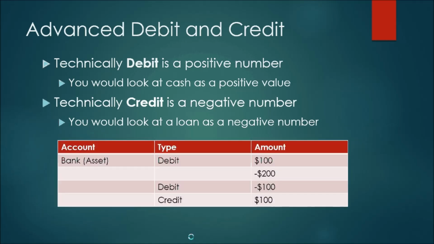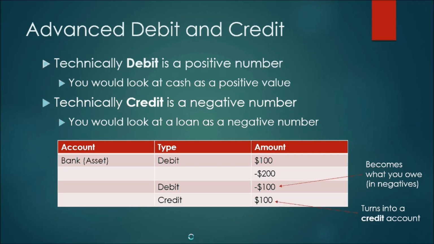So looking at an example, imagine if I had a bank asset that had $100, and because it's an asset, it's a debit account. Imagine if I were to spend $200 of the account. I know that's not technically possible, but imagine if I were to do that. Then my debit would be negative $100, because once my asset goes below zero, it becomes what I owe. If I were to have $100 and I spent $200, then I would owe $100. So negative $100 in debit can also represent $100 in credit, because in both aspects I still owe $100.